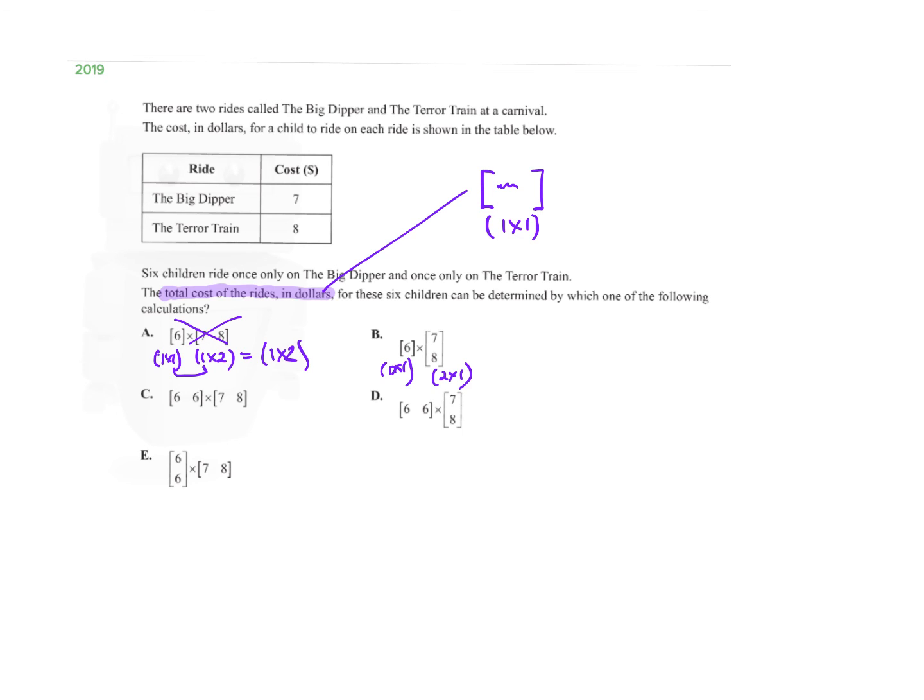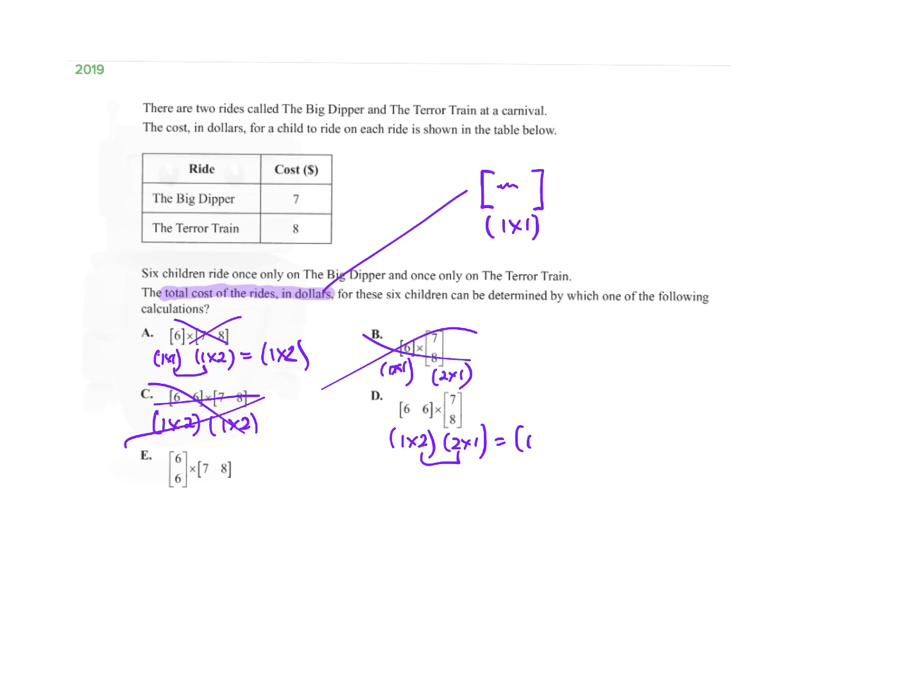Can it even be possible to do? No. Get rid of it. What about this one? It is a 1 by 2 and also a 1 by 2. So is it possible? Nah, get it out. And then this one is a 1 by 2 and this is a 2 by 1. Now, is this going to work?